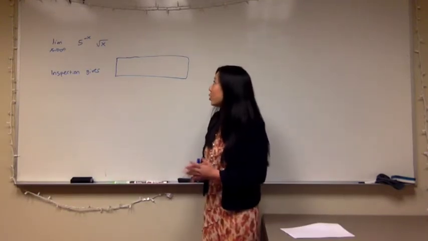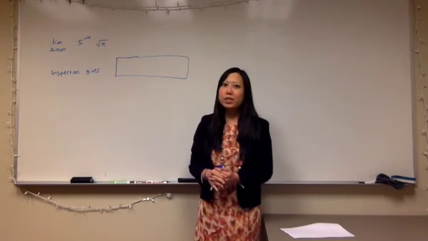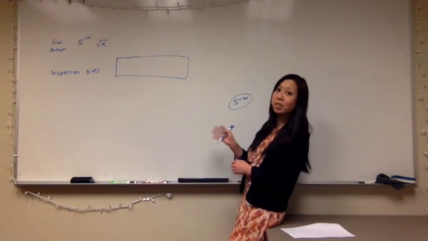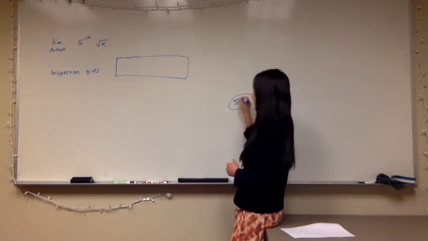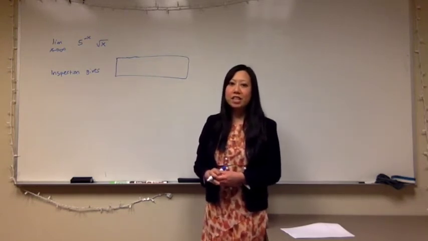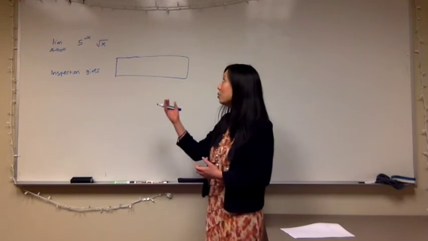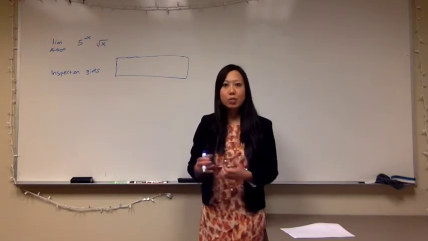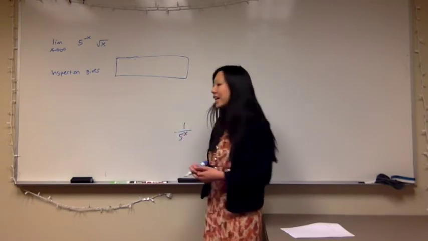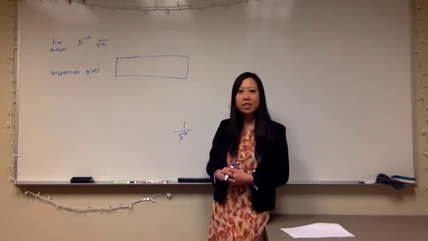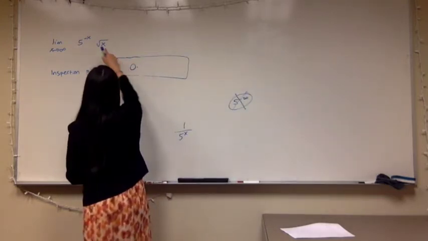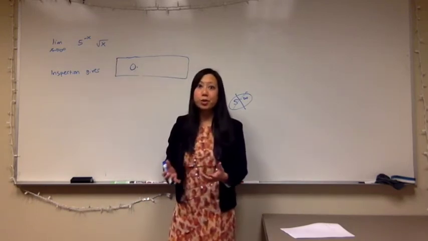Remember, I don't want to actually plug infinity in, so I don't want to say 5 to the negative infinity. I should never see this. We don't plug infinity into a function. We just look at what it's approaching. So what happens to 5 to the negative x as x approaches infinity? Well, 5 to the negative x, we could think of as 1 over 5 to the x. And as x gets larger and larger, so does that denominator. So this approaches 0, and then square root x as x gets larger and larger approaches infinity.